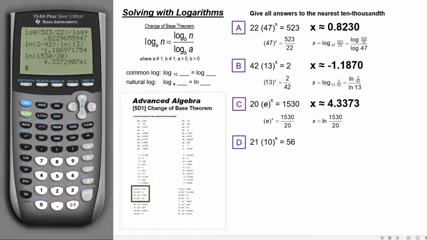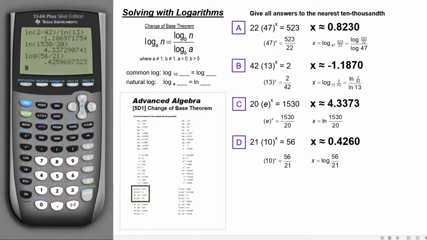Let's make the last equation D. 21 times 10 to the x equals 56 cannot be directly converted to log form until you divide both sides by 21 and then rewrite it as 10 to the x equals 56 over 21. We can now use a common log. We'll just go right to log of 56 divided by 21, and we come up with an approximate answer of 0.4260.